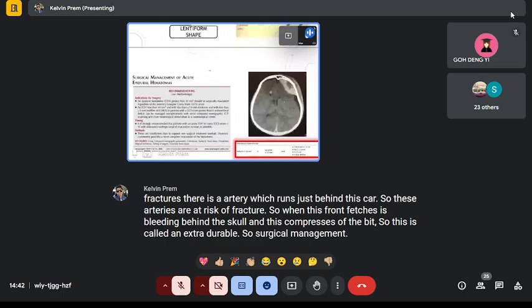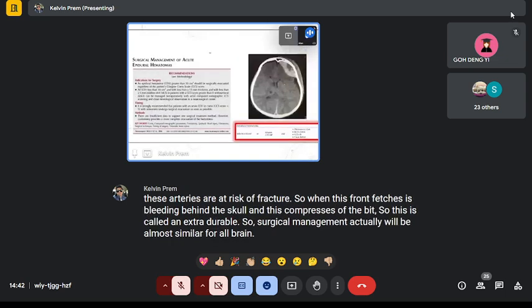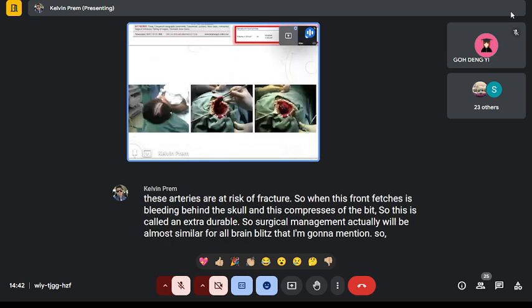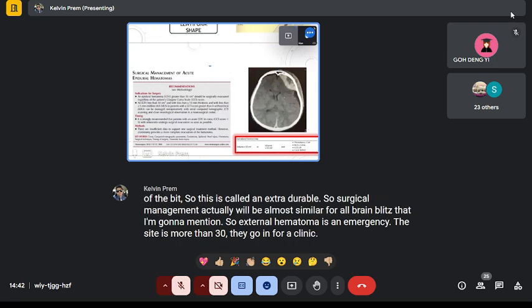Surgical management will be almost similar for all the brain bleeds that I'm going to mention. Extradural hematoma is an emergency. If the size is more than 30, they go in for a craniectomy.